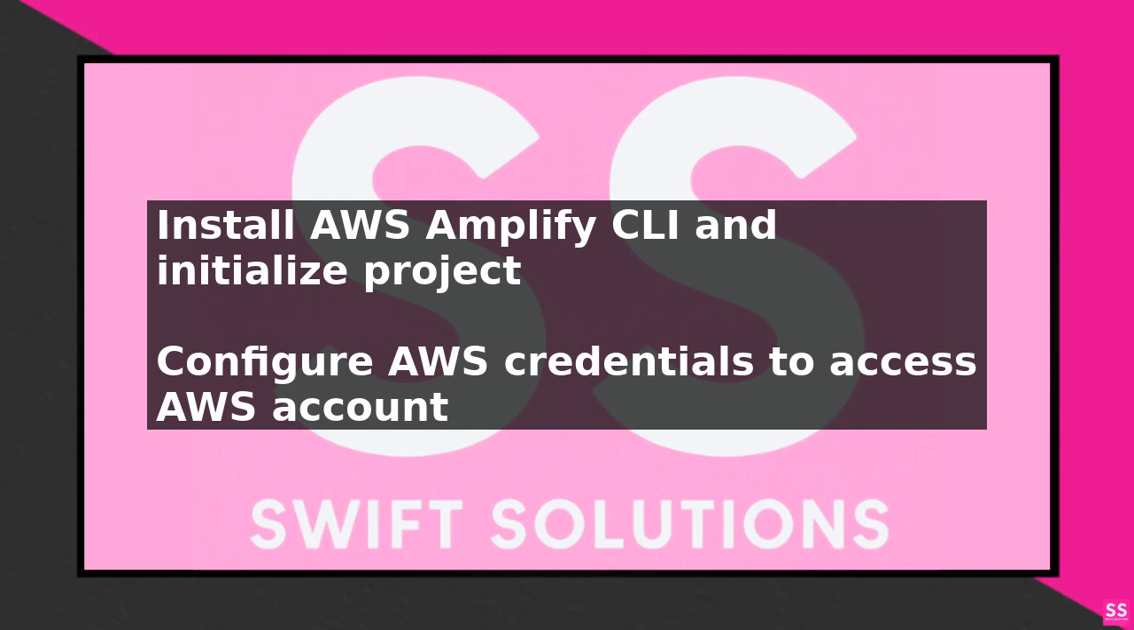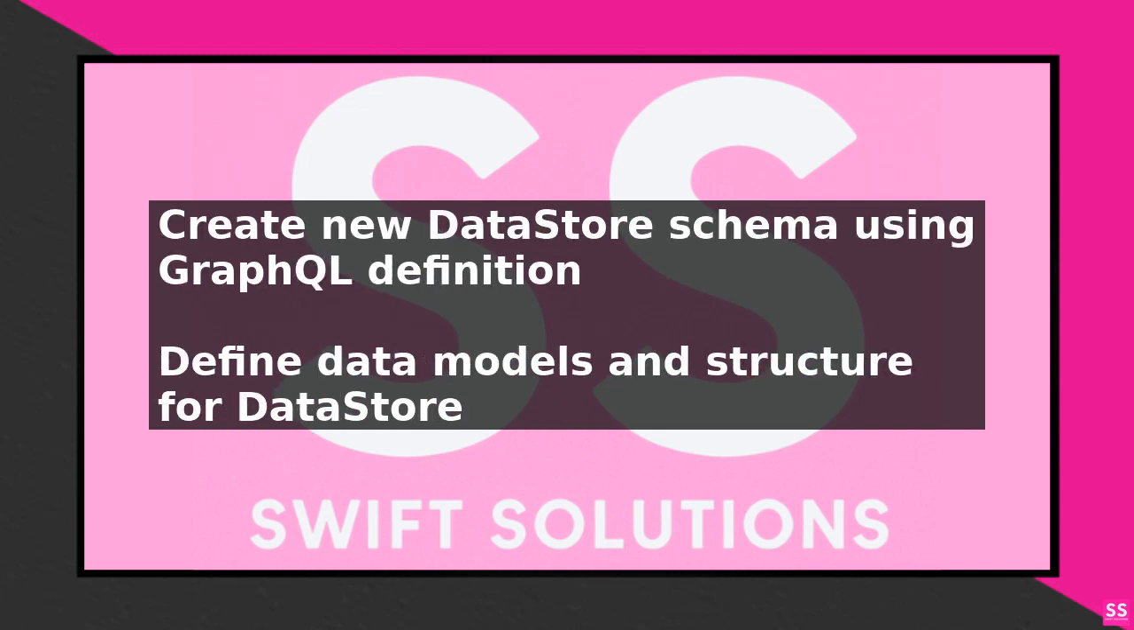Next, configure your AWS credentials to allow the Amplify CLI to access your AWS account. You can do this by running a command that prompts you to sign in to your AWS account. After signing in, the CLI will configure your credentials.